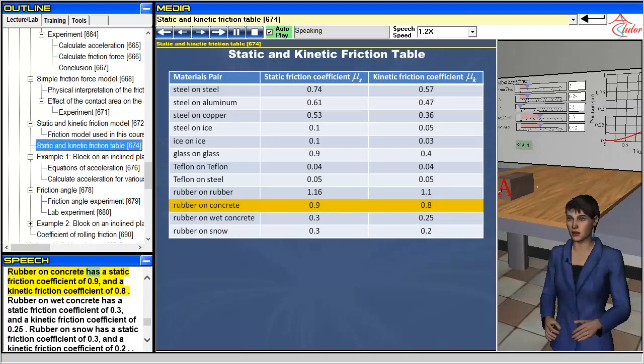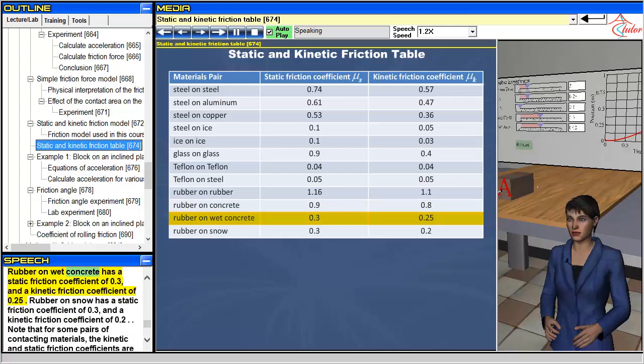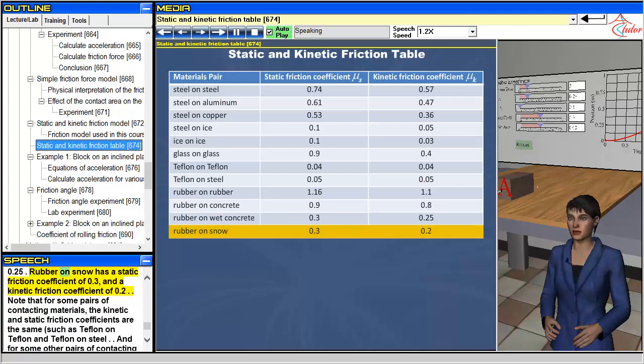Note that for rubber on rubber, the static and kinetic coefficients of friction are both greater than 1. Rubber on concrete has a static friction coefficient of 0.9, and a kinetic friction coefficient of 0.8. Rubber on wet concrete has a static friction coefficient of 0.3, and a kinetic friction coefficient of 0.25. Rubber on snow has a static friction coefficient of 0.3, and a kinetic friction coefficient of 0.2.